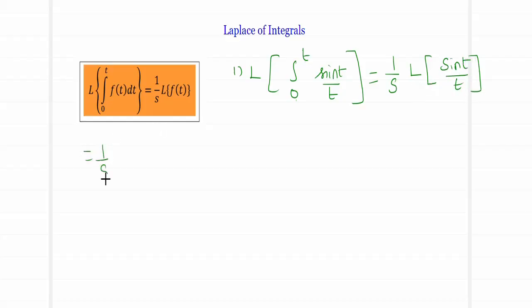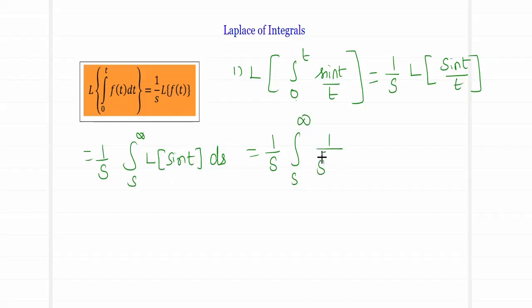We saw in the previous property that whenever I have division by t, then the rule is to integrate from s to infinity the Laplace of your f of t with respect to ds. What is your f of t? Now this becomes sin t. So it gives me 1 by s integral from s to infinity. What do we know about Laplace of sin t? It is 1 divided by s square plus 1, which has to be integrated with respect to ds.